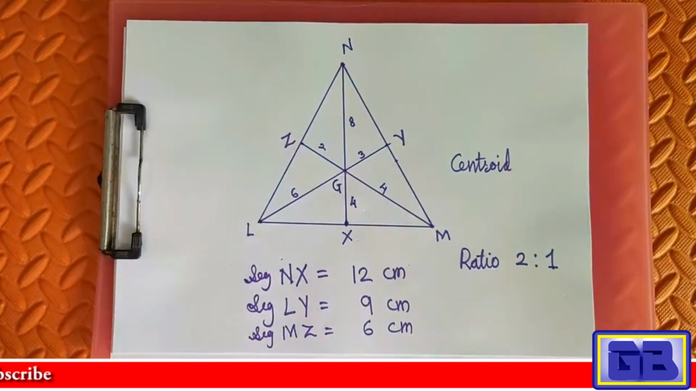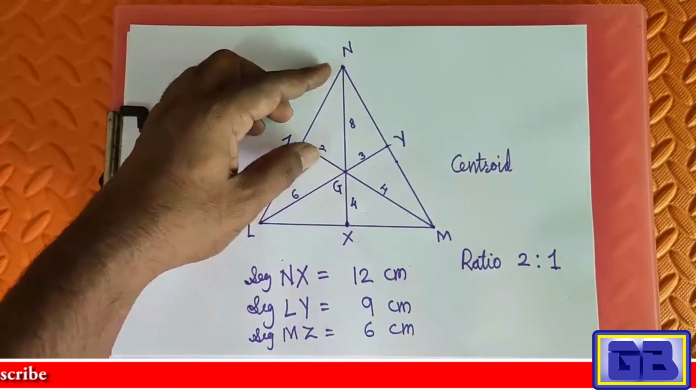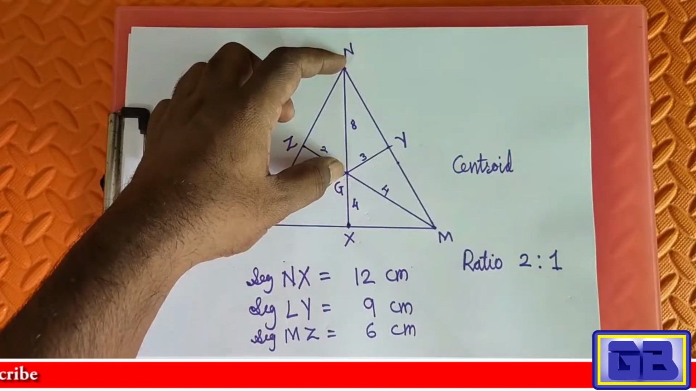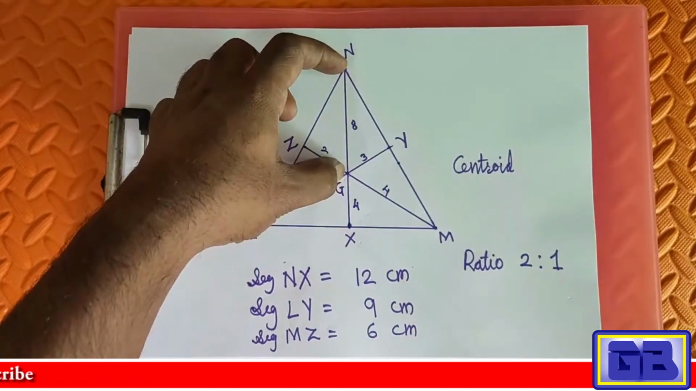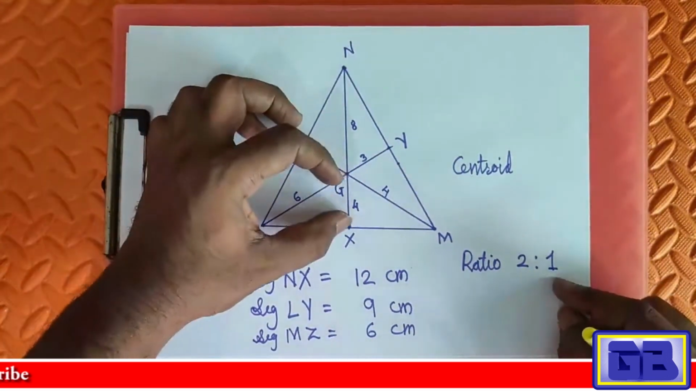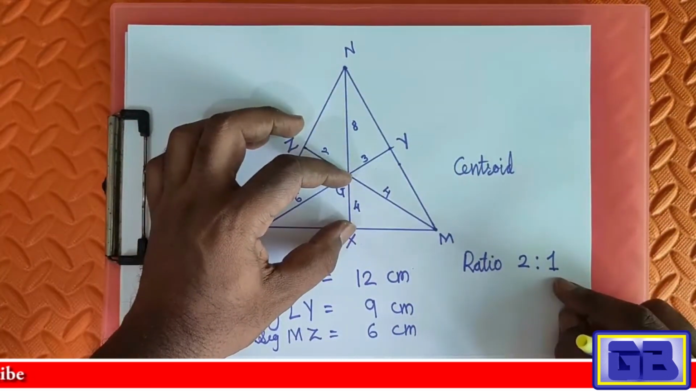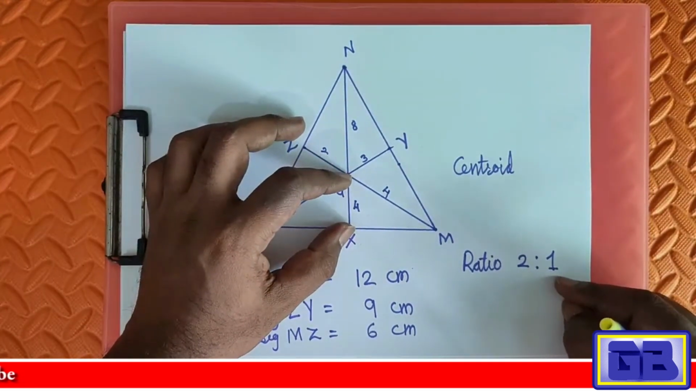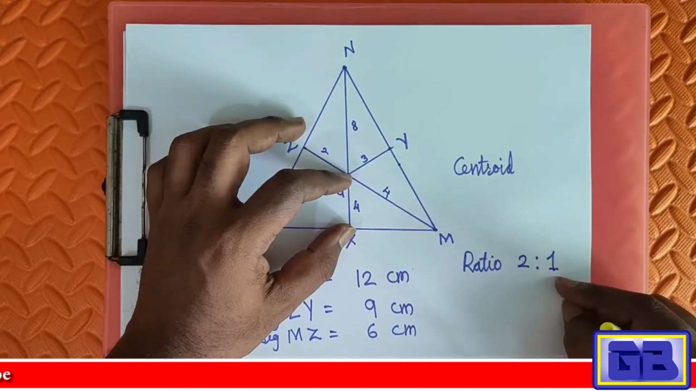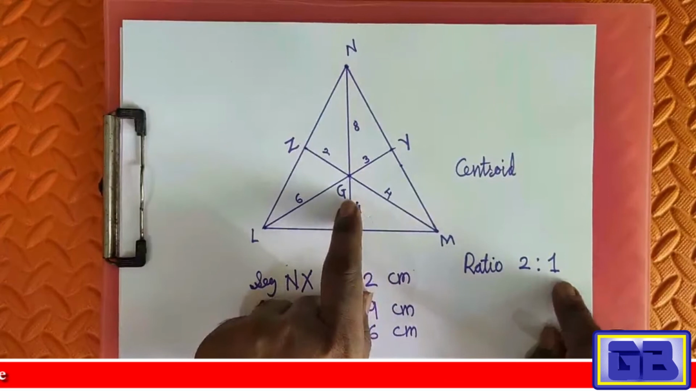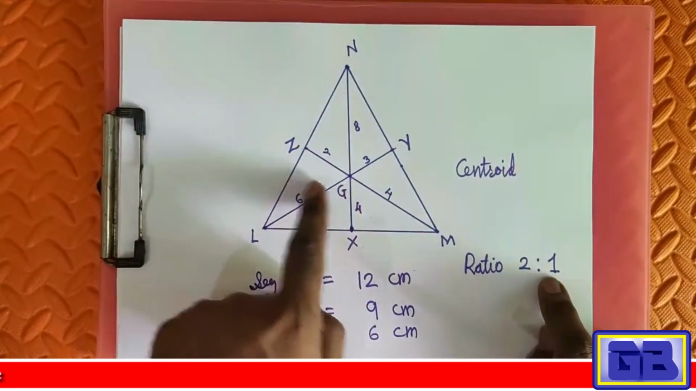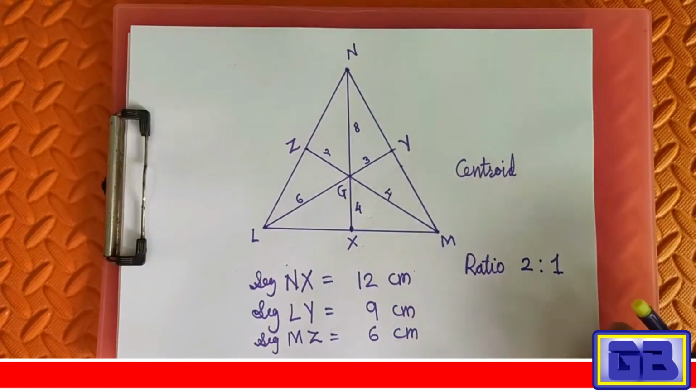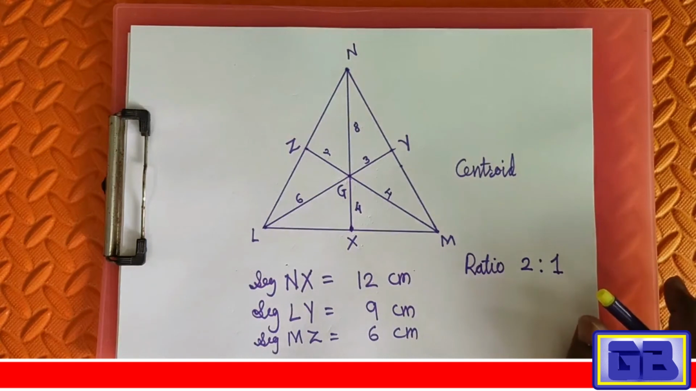And now, in another way I am asking, suppose this bigger part will be 26 centimeter. What will be the distance of the smaller part? Correct, 13 centimeter. Now you understood. Centroid G divides all the medians into this ratio 2:1. Understand, this is the property for medians of a triangle.